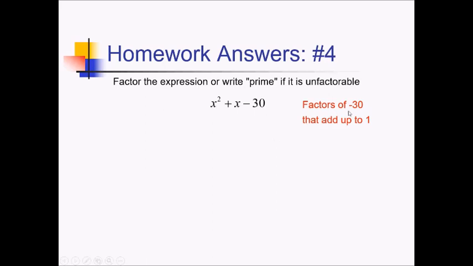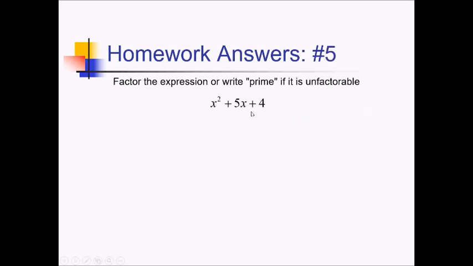So things that multiply to 30, 1 and 30 is not going to do it for us. 2 and 15 is better, but still not there. 3 and 10, no. How about 5 and 6? If I had negative 5 and positive 6, that would add up to positive 1. So then our answer, we're going to have x plus 5, or actually x minus 5, and x plus 6.